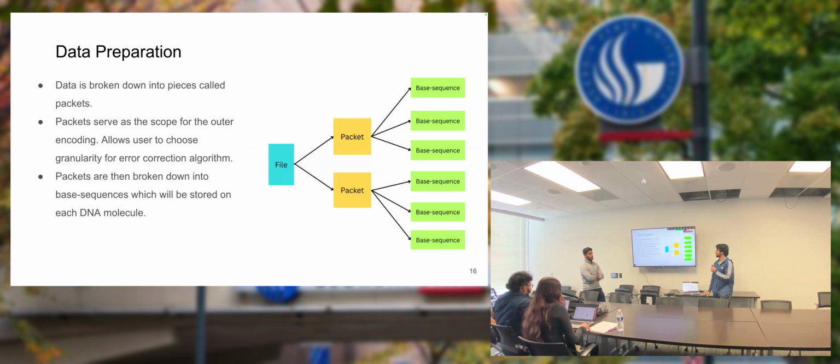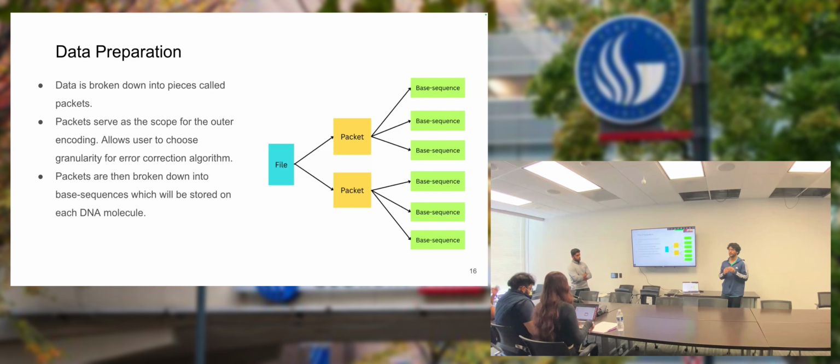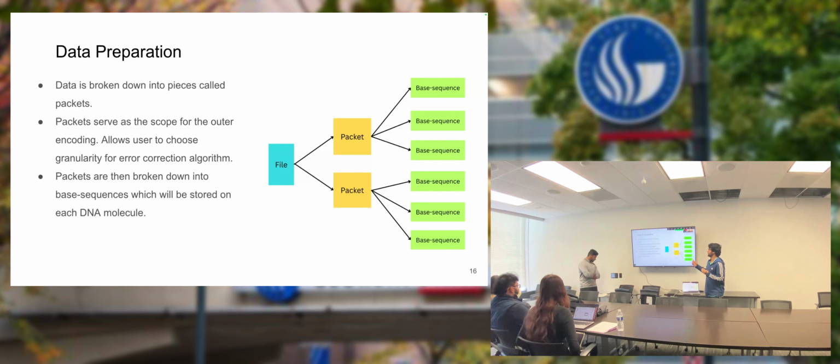So the first step, data preparation. The data is broken down into pieces called packets, which serve as a scope for the outer encoding. There's an outer encoding and then an inner encoding as well. With the outer encoding, the user can choose the granularity for error correction and the error correction algorithm. So this is where you can play around with the error correction and see what works best. That's one of the advantages of FrameD. The packets are then broken down into base sequences, which will then be stored on each DNA molecule.